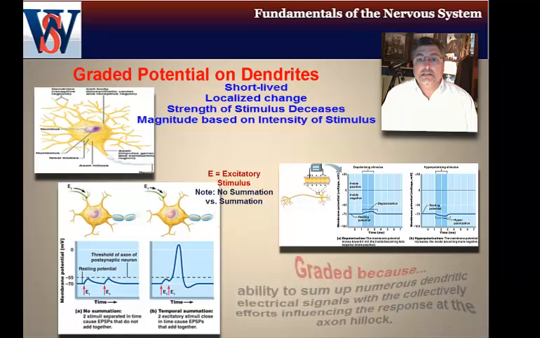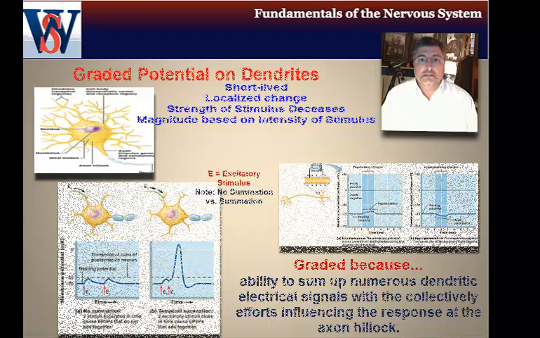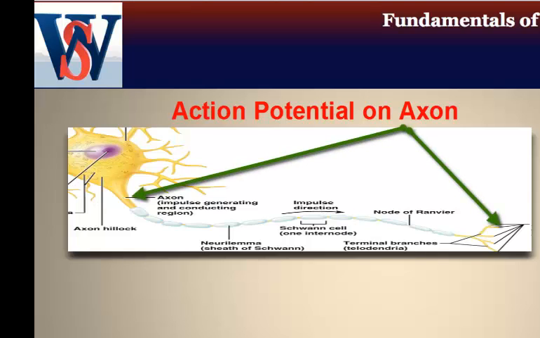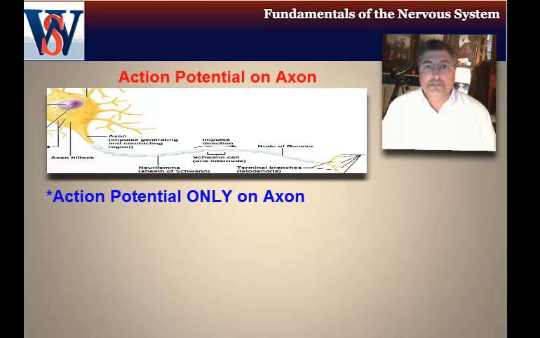It is called graded because of the ability to sum numerous dendritic electrical signals, with the collective effect factoring in on the result at the axonal hillock. On the flip side, though, action potentials are quite different. Action potentials only occur on the axons, and action potentials are going to encompass a number of different events. But the first thing I'd want you to know is that an action potential only occurs on the axon.